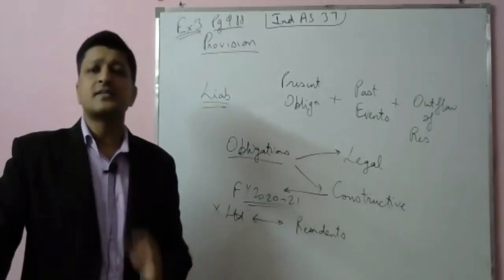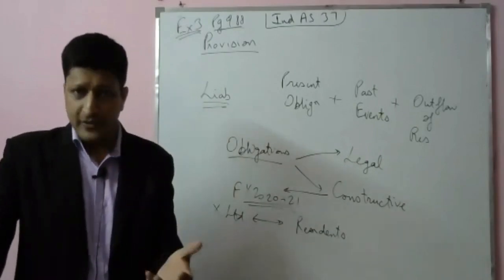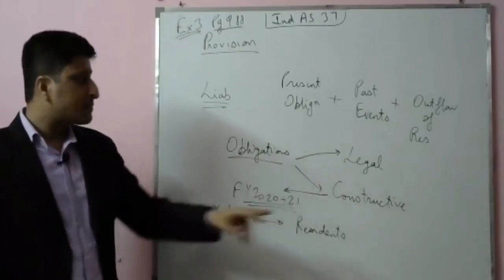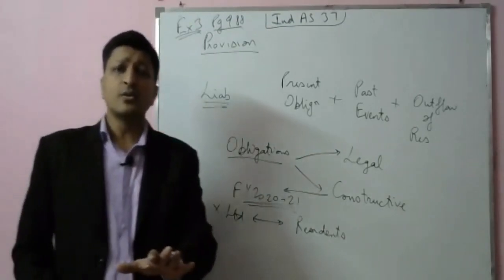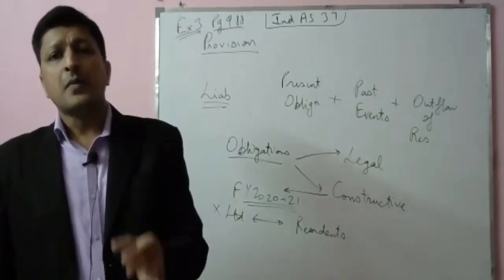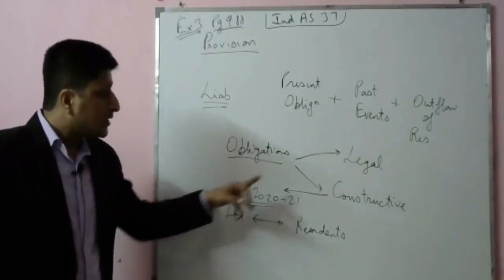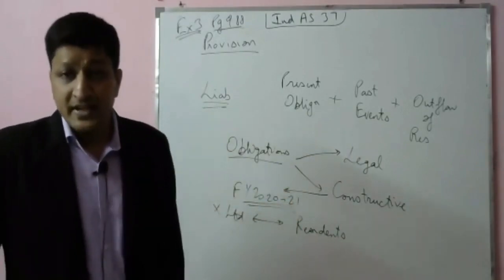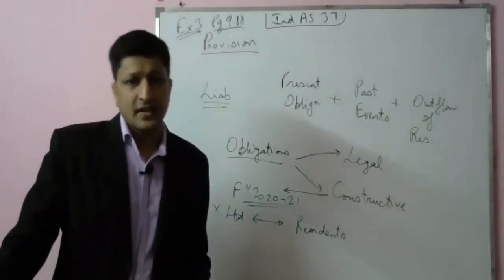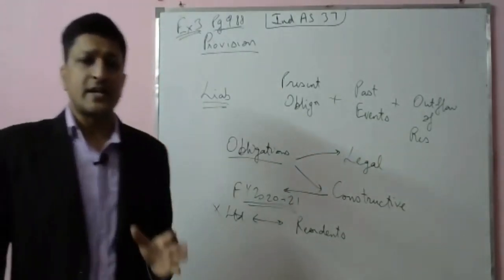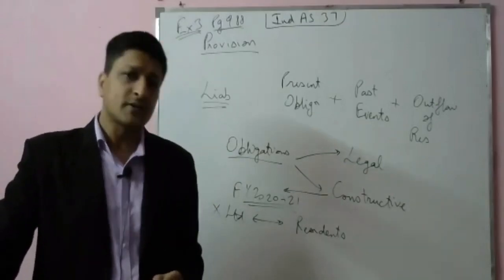And Ind AS 37 requires recognition of the liability which will arise because of a constructive obligation also. Even though there is no legal obligation, still an amount will have to be recognized in the books of X Limited. Why? Because there is a constructive obligation. But of course, we need to understand properly whether the constructive obligation has really arisen or not. If the constructive obligation has arisen, then the liability will have to be recorded for that constructive obligation also.